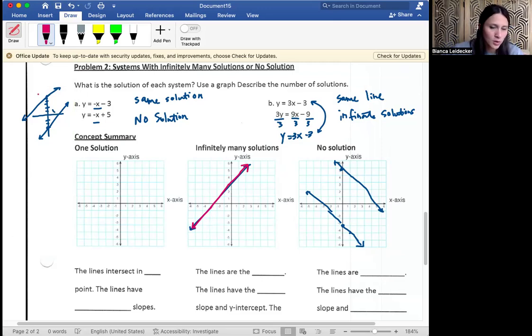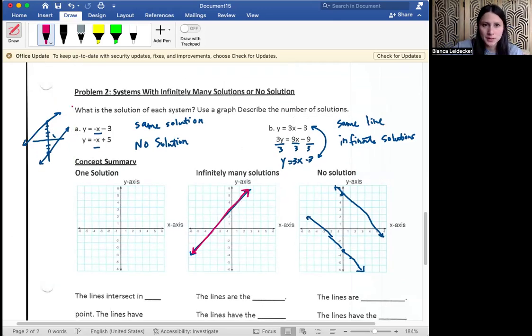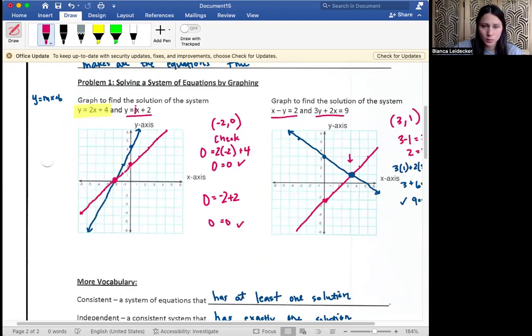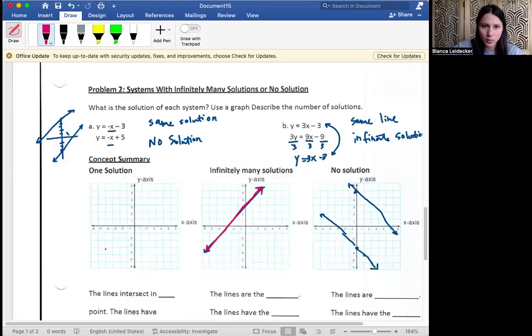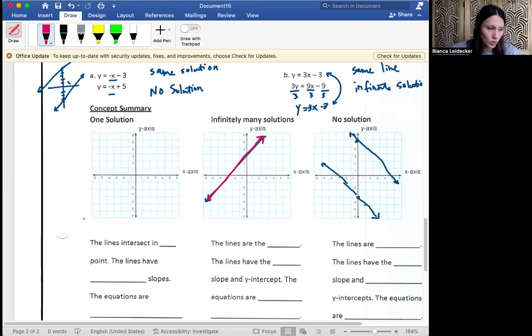Well, what would be an example of one solution? That would be what we graphed above right here, where they cross at exactly one point, and there's one common ordered pair. That would be where two lines intersect, and that would be an example of one solution. That's where the lines are probably going to have different slopes and different y-intercepts.